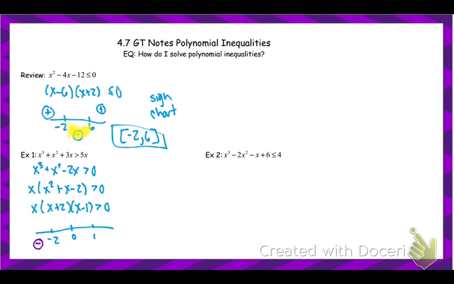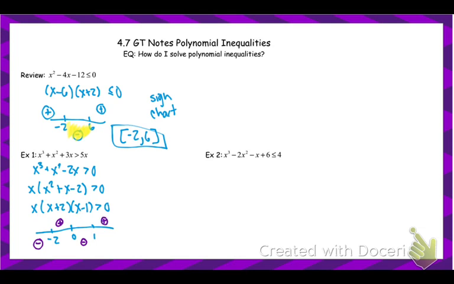All right, picking something in this region, like a -1. -1 would be negative, -1 plus 2 would be positive, -1 minus 1 would be negative, negative times negative overall is positive. Pick the next region, something between 0 and 1, like a half. Okay, 1/2 would be positive, 1/2 plus 2 is positive, and 1/2 minus 1 is negative. Positive times negative, overall is negative. Then last region, anything greater than 1. Okay, that's going to be positive times positive, which overall is positive.